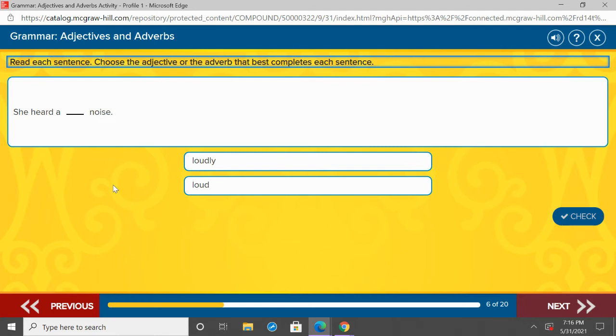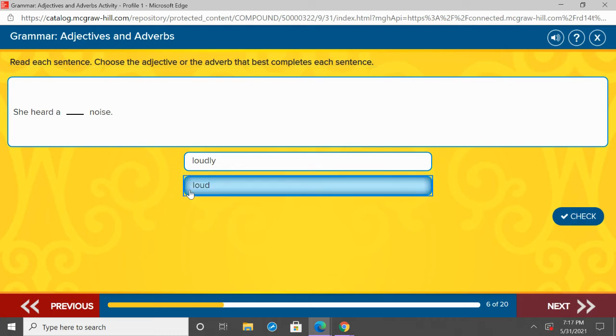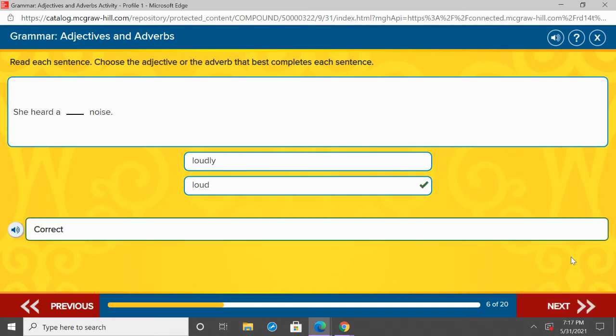We're describing the noise. Is noise a person, place, or thing or an action? So is it a noun or a verb? Let me hear it. Yeah, it's a noun. So we're describing the noun noise. So we need an adjective. She heard a loud noise. Loud is describing noise. Good job.